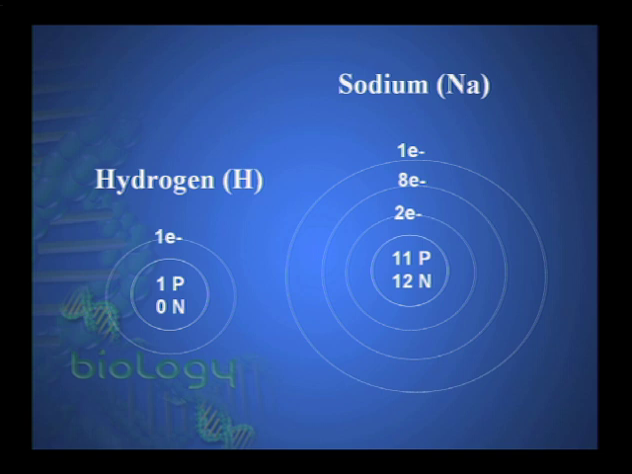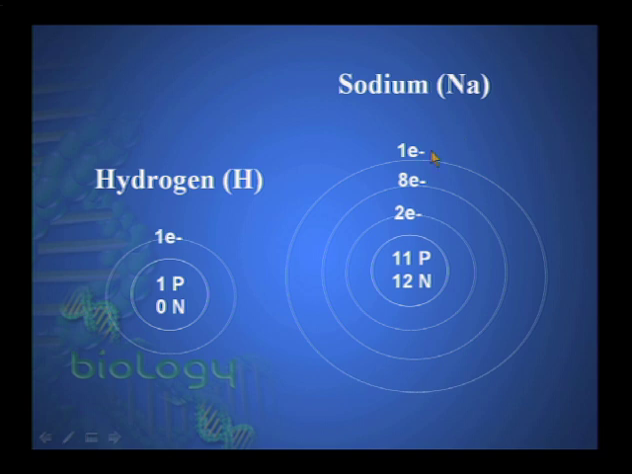One of the things that I want you to notice is that both hydrogen and sodium have 1 electron in the outermost shell. And that's significant because what determines the behavior of atoms is the outermost shell. Atoms that have full shells do not tend to react with other atoms. In other words, they will not form chemical bonds.